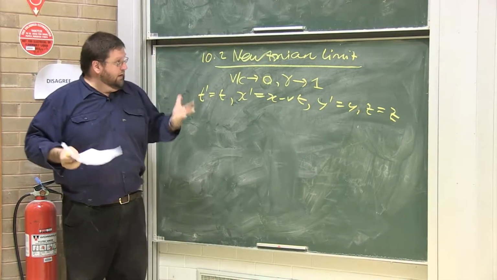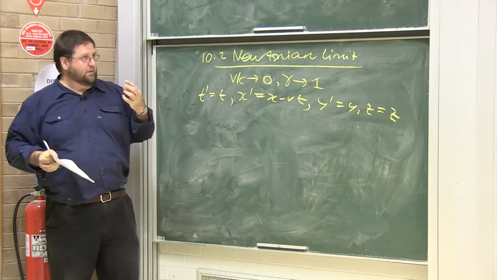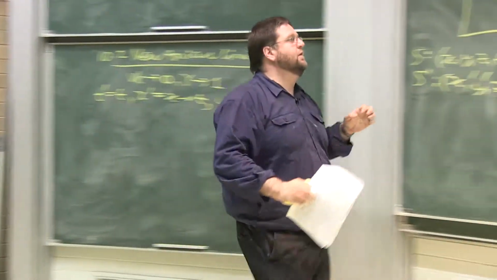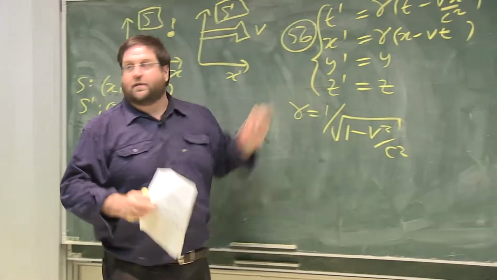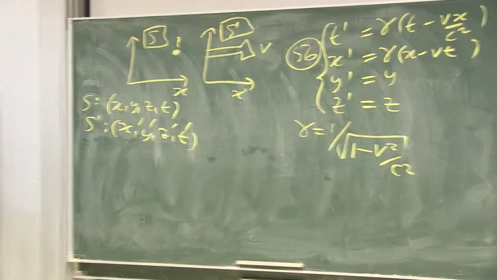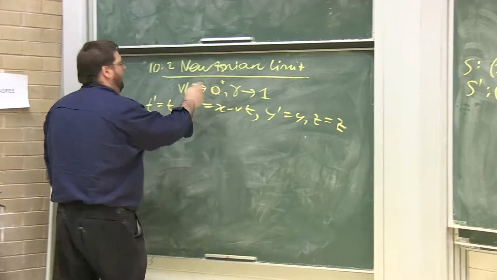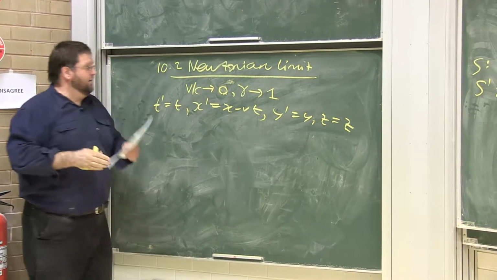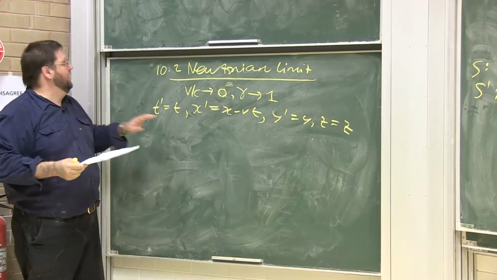This is the higher theory reducing to, in this case, the Galilean transformations of Newtonian mechanics in the appropriate limit as V on C tends to 0 from above, and gamma hence tends to 1.